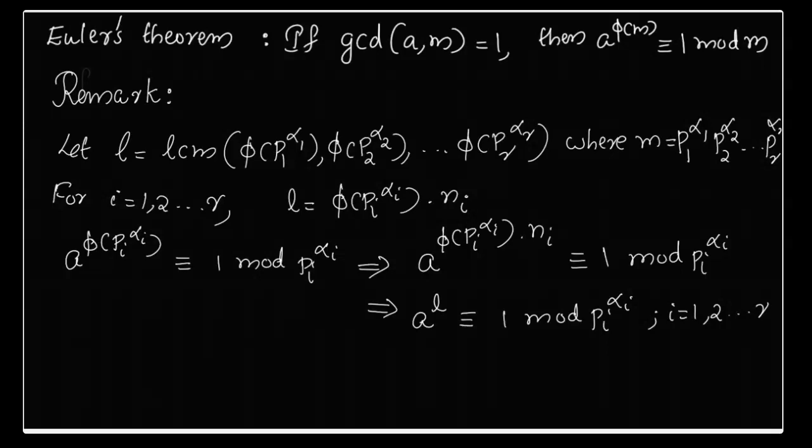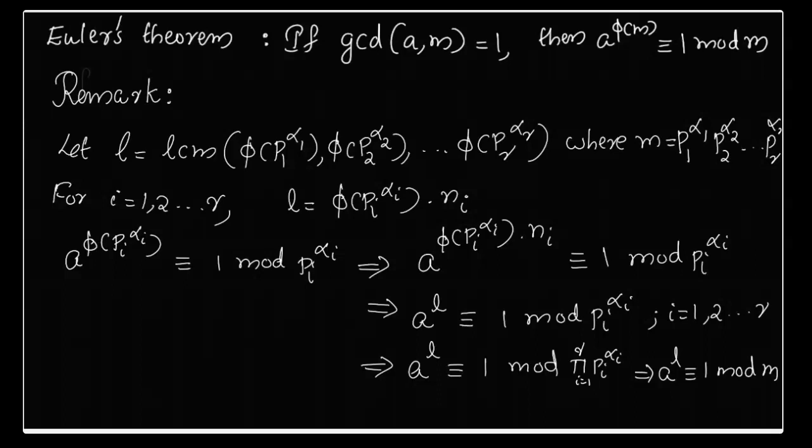Since these prime powers P1 raised to alpha 1, P2 raised to alpha 2, etc., PR raised to alpha r are all relatively prime to one another, we will have A raised to L congruent to 1 modulo product Pi raised to alpha I over I varying from 1 to r. That is, A raised to L congruent to 1 modulo M itself. Thus, we can see that a lower power of A, namely A raised to L, is also congruent to 1 modulo M.